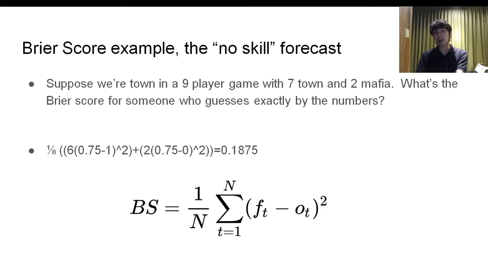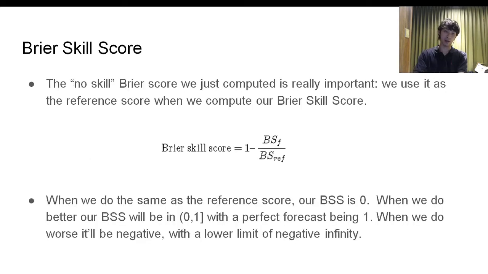The first example we'll look at is the no-skill forecast we talked about. This will be our reference score, but it's a Briars score in its own right. So suppose we're in a 9-player game with 7 town and 2 mafia. What's the Briars score? You're in this game, so there are 8 other players and 2 of them are mafia. So the default guess is that somebody is 75% town. You can see down here that there's 6 town players, and each of them is 75% town, and the 1 here is because they are town. However, there are 2 mafia players, which again we guessed they're 75% town, but there's 0 because they're not town. So it's over 8 because you're making 8 reads, and we get a Briars score of 0.1875. This is our no-skill Briars score that will act as our reference score.